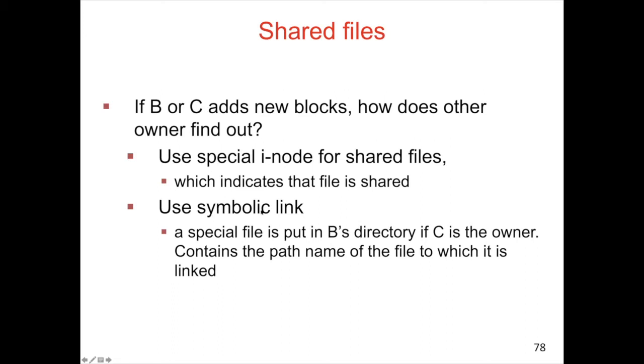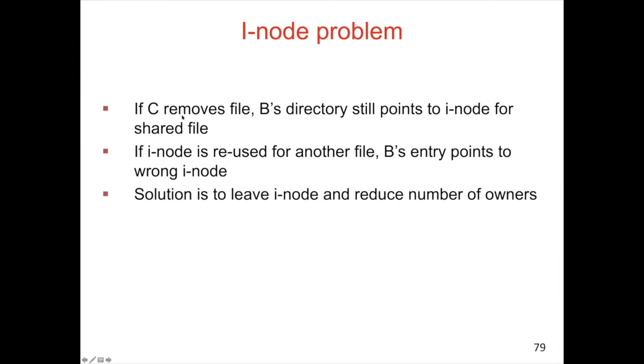Or use a symbolic link, which is a special file. It is put in B's directory. If C is the owner, it contains the path name of the file to which it is linked. If C removes the file, B's directory still points to the inode for the shared file. If the inode is reused for another file, B's entry points to the wrong inode. The solution is to leave the inode and reduce the number of owners.